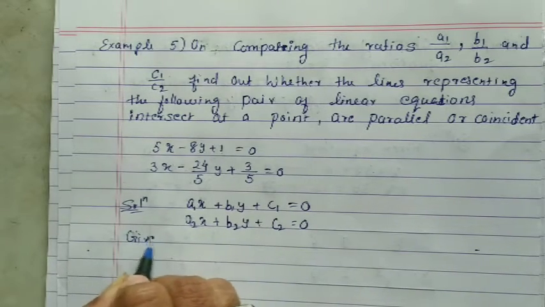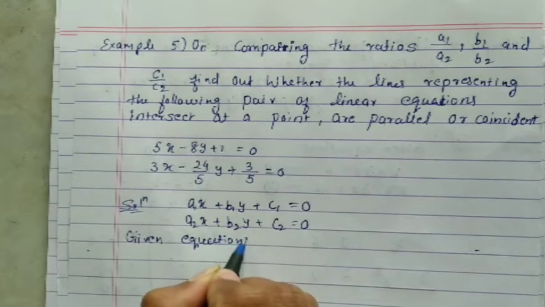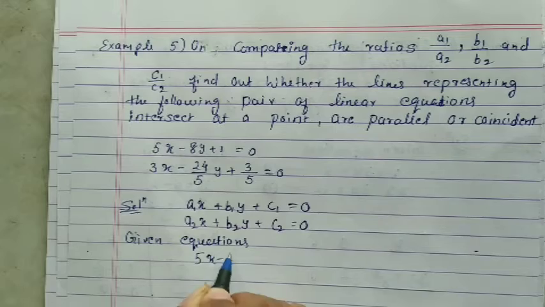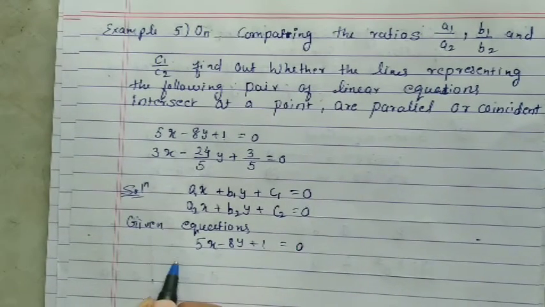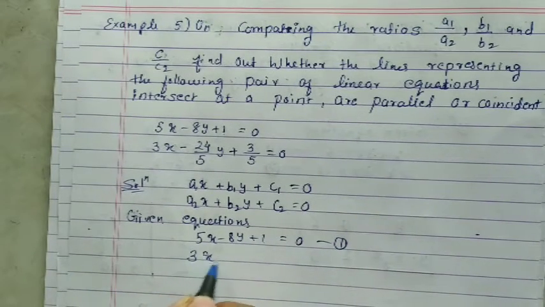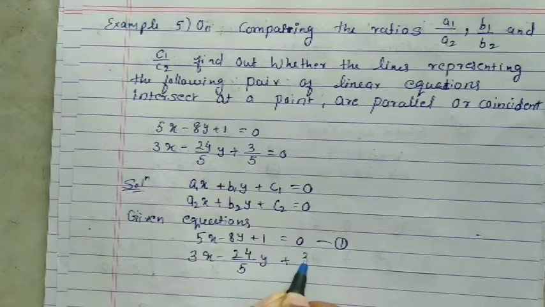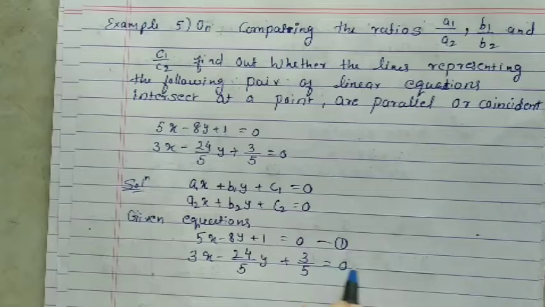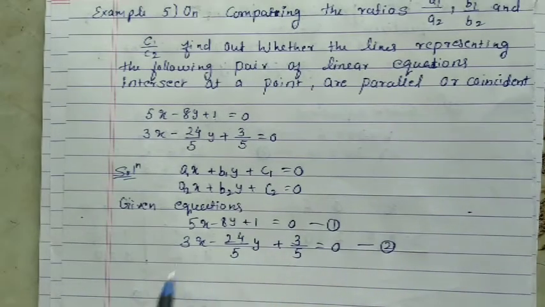Given equations we will write, that is 5x minus 8y plus 1 is equal to 0. It is already in the standard form. That is the first equation. But the second one, that is 3x minus 24 upon 5 into y plus 3 upon 5 is equal to 0. Here we are having the values in terms of fractions. So we will solve this example. So it will be easy to find out the ratio.